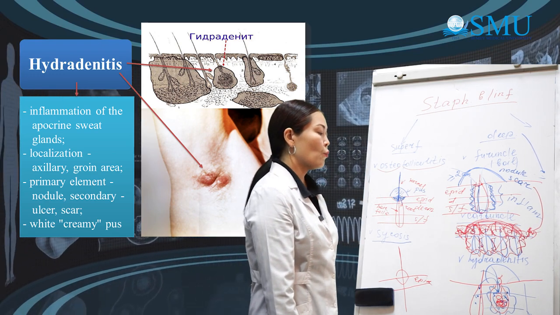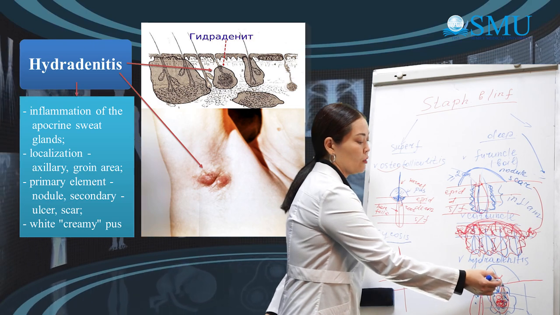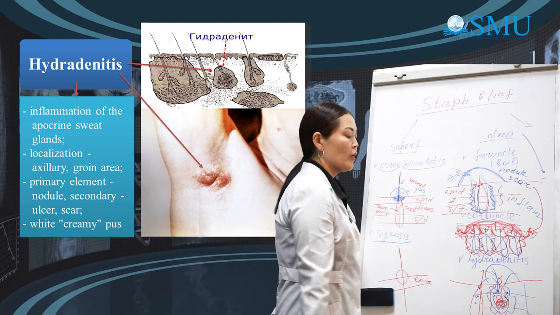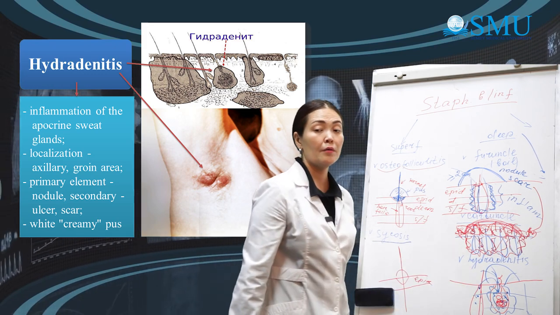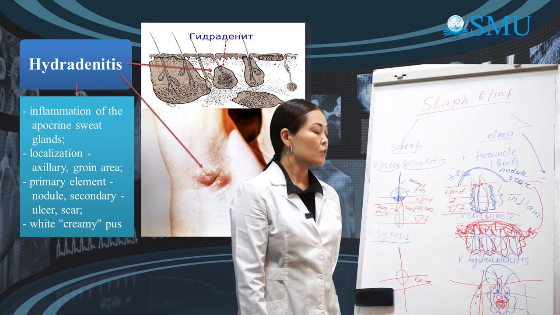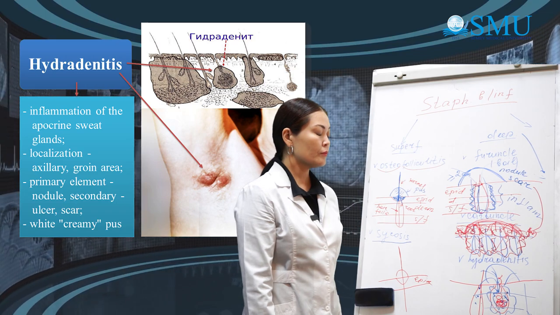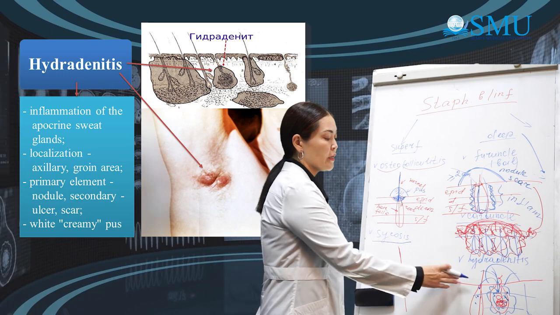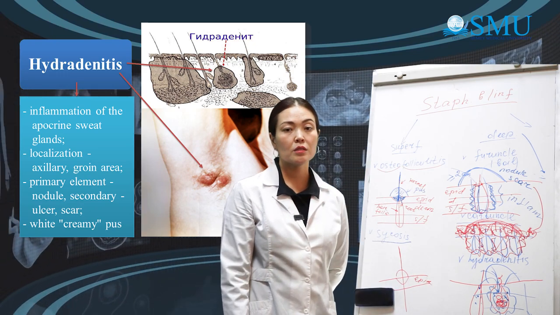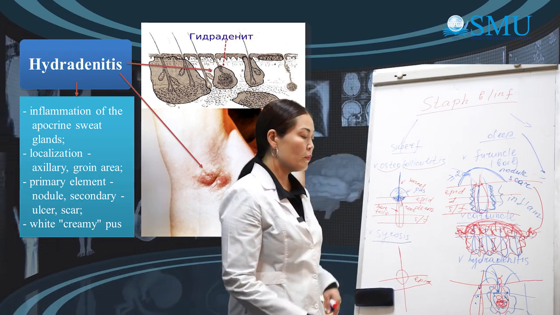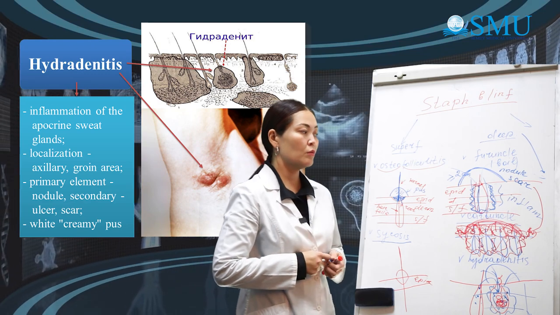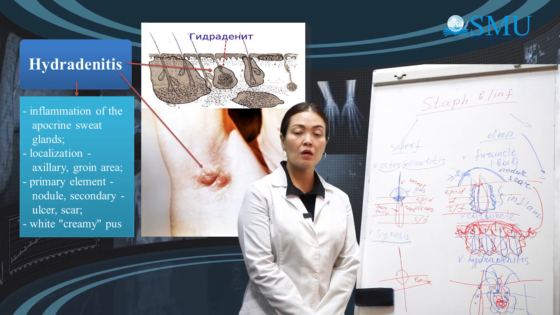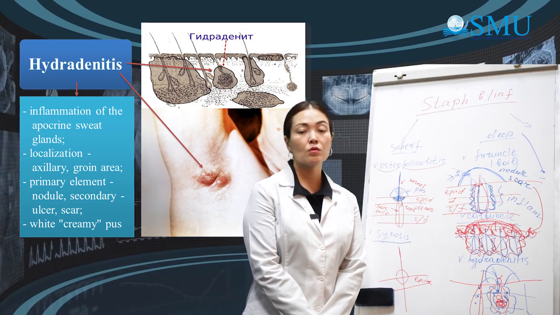So when this nodule ripens, you will see an ulcer as a secondary lesion. When this ulcer heals, you will also see a scar in this place. It means that in all types of deep staphylococcus infections, the secondary lesion will be a scar. I hope this information was understandable for you. If you have some questions, of course, we will discuss them in our classes also.